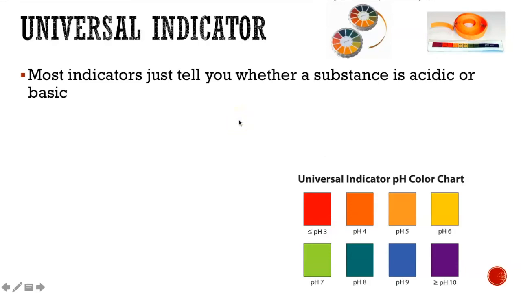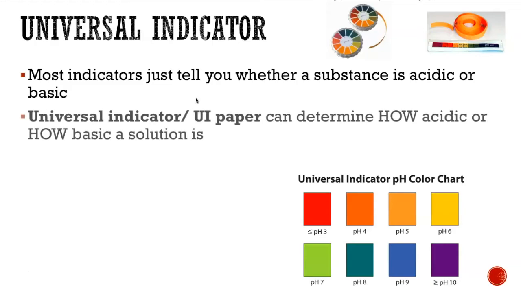So then we have the master of all indicators. This is the best one to use. This is called universal indicator. And most indicators that we just talked about will tell you whether a substance is acidic or basic, but it doesn't necessarily tell you how acidic or basic. So that is the cool thing about this. That's why it's the master of all indicators. Because universal indicator, either the liquid or the paper version, can tell you how acidic or how basic a solution is. It can tell you the exact pH, which is really useful.